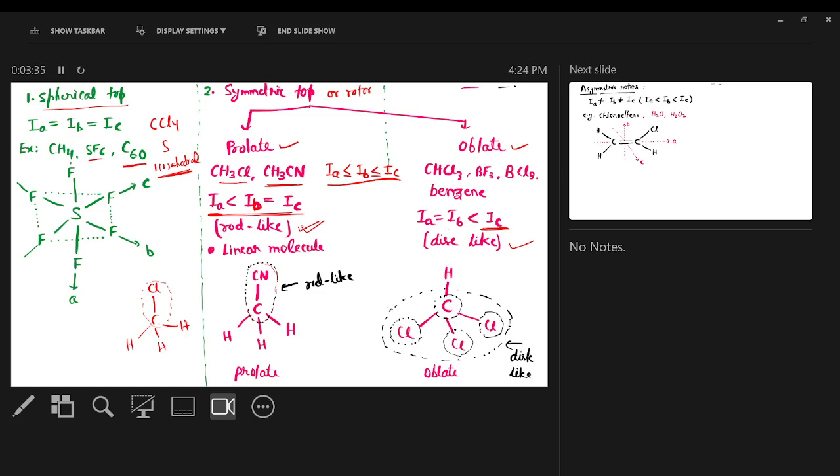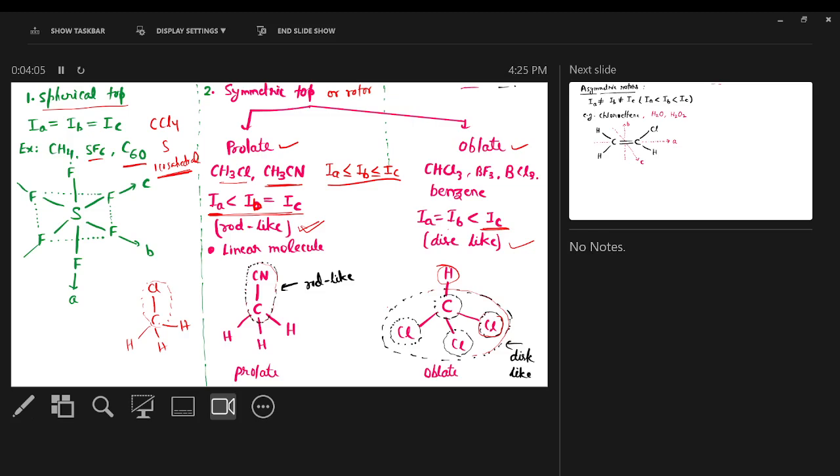And if you see CHCl3, we can draw this tetrahedral structure. And the atomic mass of chlorine is much higher than hydrogen. So because of this, the mass of the whole molecule will mostly be centered towards the chlorine, towards this circle. You can see here, it's kind of a disc, correct? So that's why we call it disc-like.